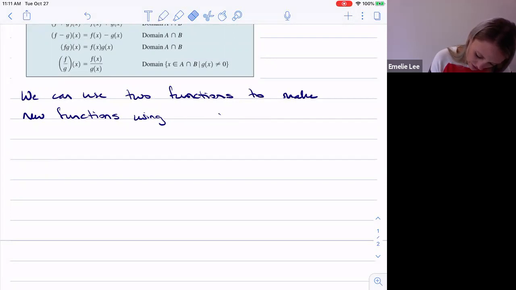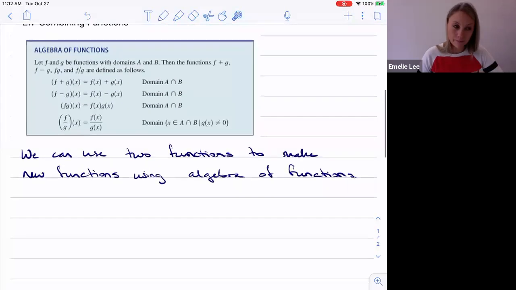Or algebra of functions, I guess I should call it. Just to match the blurb. Okay, so we've got things like f plus g. We can find f plus g, f minus g, f times g, f over g, as well as if A is the domain of f and B is the domain of g, then we can talk about the domains of all these things.